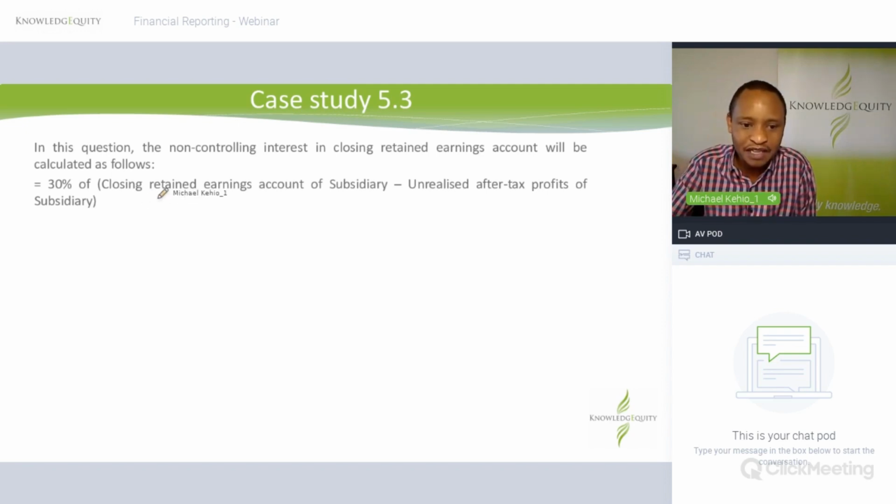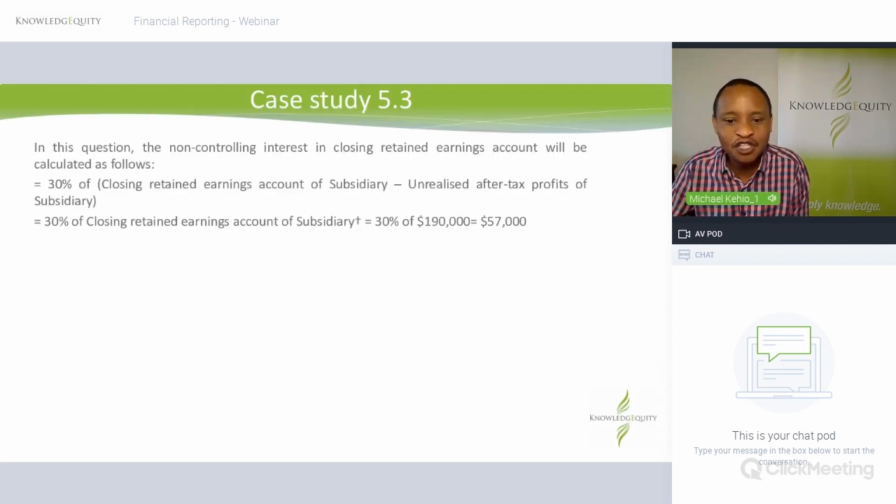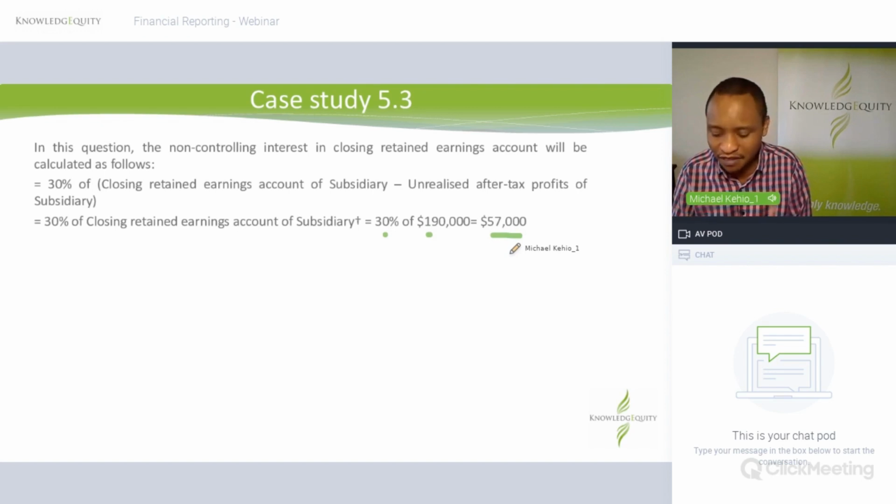All right, so in this question, the non-controlling interest in the closing retained earnings will be calculated as follows. So you take the closing retained earnings, you deduct any unrealized profits. Now remember, there were no unrealized profits this year. And so this calculation is fairly straightforward. It's just 30% of 190,000, which is 57,000.